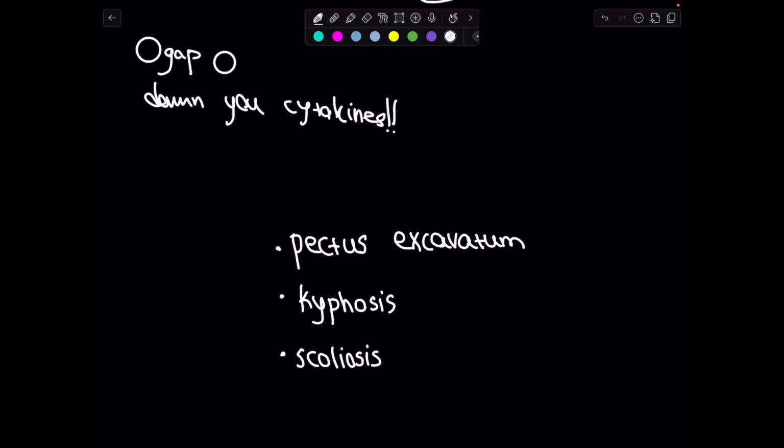Scoliosis. This is a sideways S or C-shaped curve of the spine, often in the thoracic or lumbar regions. It can be idiopathic, unknown cause, congenital, or due to neuromuscular conditions. It may distort the chest wall, reducing lung capacity. So scoliosis is like a worm, but kyphosis, how does the name relate to the structural situation?